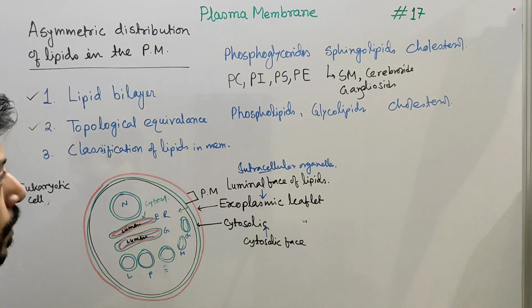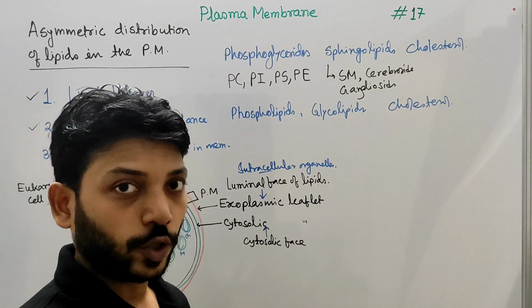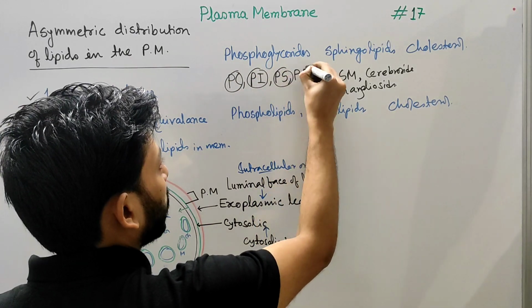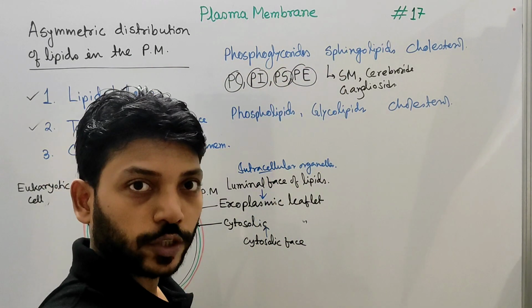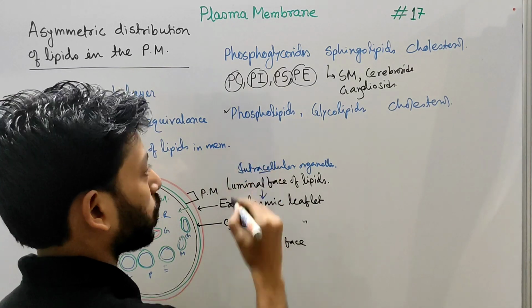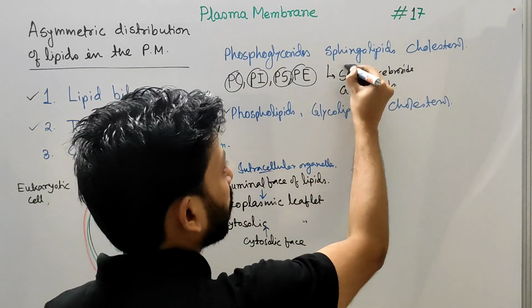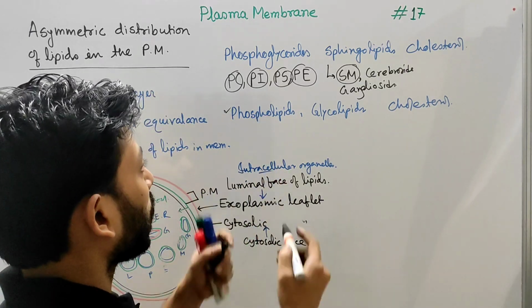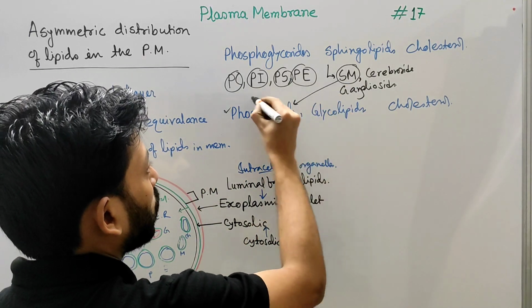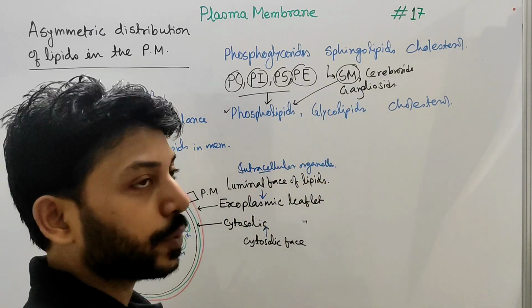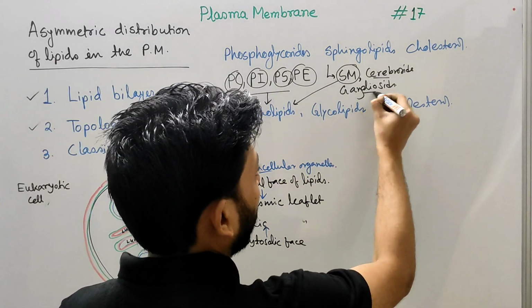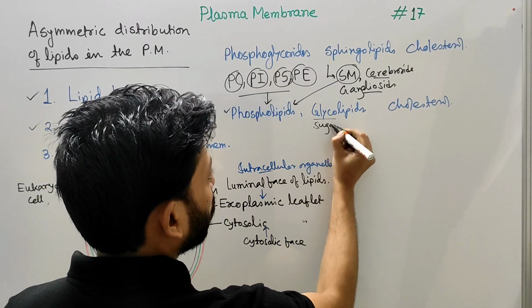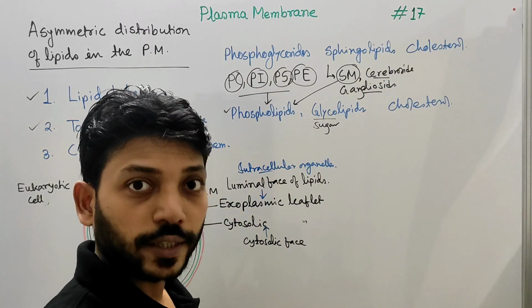Okay, so here phospholipids means those lipids contain phosphate, like phosphatidylcholine, ethanolamine, inositol, serine. All these phosphoglycerides contain phosphate, that's why they fall under phospholipids. But in case of sphingolipids, only sphingomyelin contains a phosphate group, so it also falls under phospholipids. Now cerebroside and gangliosides contain sugar molecules, so glyco means sugar, so these two lipid molecules fall under glycolipids.